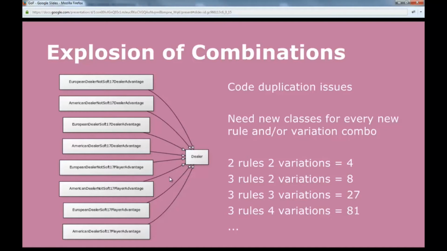And if we have 2 rules and 2 variations, we will need to implement 4 classes. If we have 3 types of rules with 2 variations, we would need to implement 8 combinations. If we can imagine 3 types of rules with 3 variations, 27 subclasses. And if we have 4 variations, we will have 81 combinations. That's a lot of subclasses.